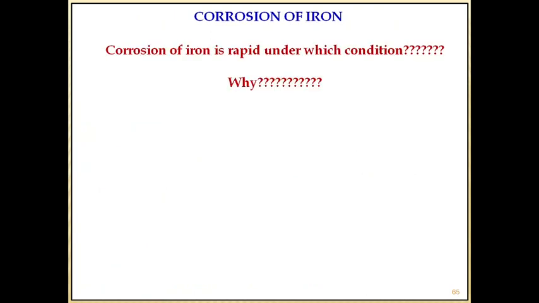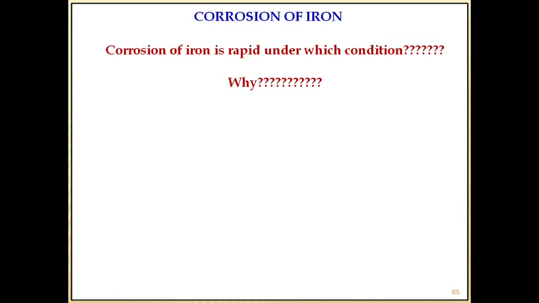So let's compare the corrosion of iron. You have studied three different mechanisms. One is hydrogen evolution corrosion in acidic medium, and the others are oxygen absorption corrosion in acidic as well as alkaline medium. Iron won't undergo corrosion by hydrogen evolution in alkaline medium. So there are three ways where iron can undergo corrosion.